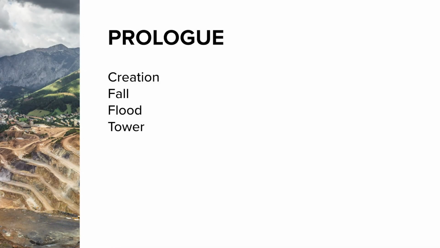So here are our 4 notches. The first movement of the Panorama timeline is prologue or introduction. And the 4 key events are creation, fall, flood, tower.